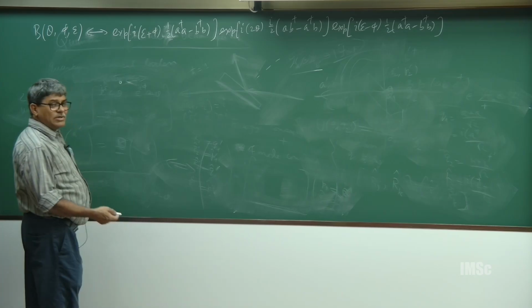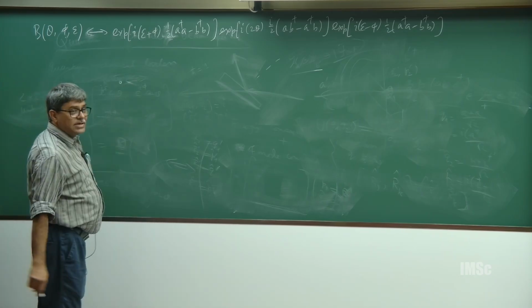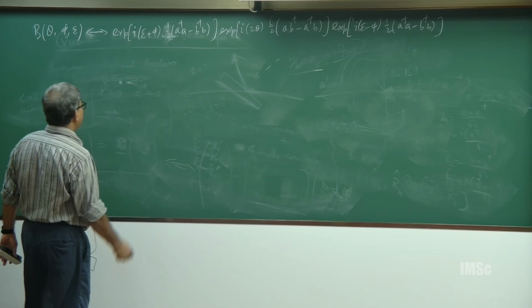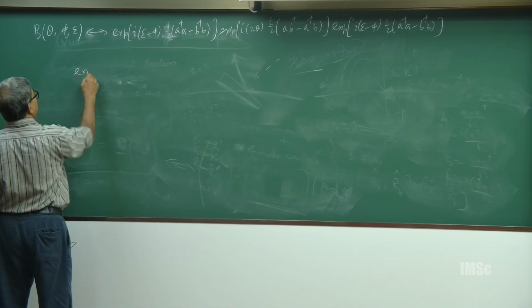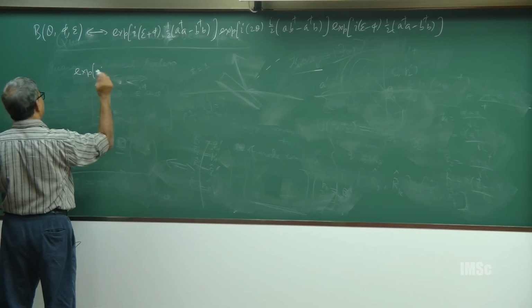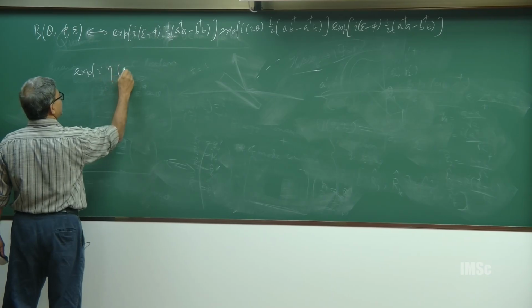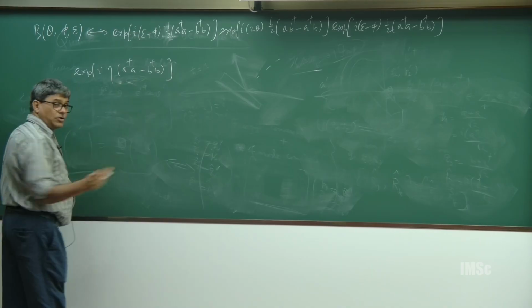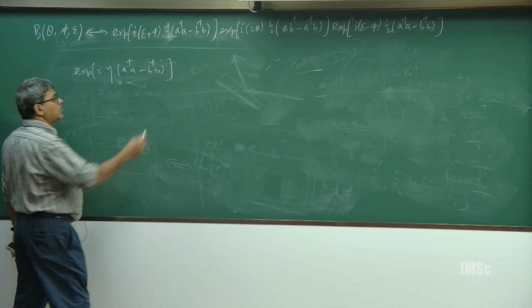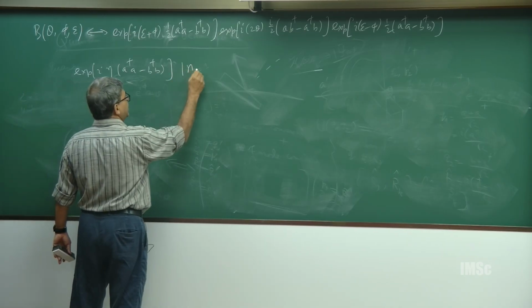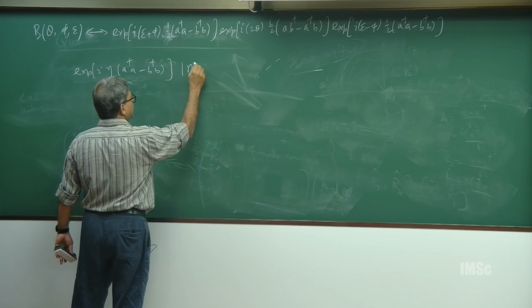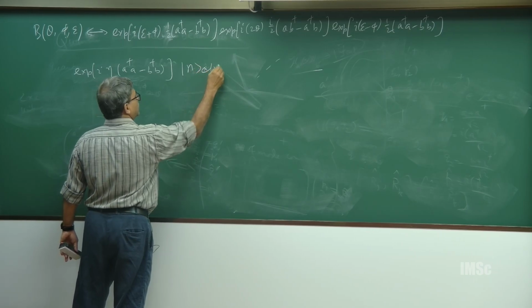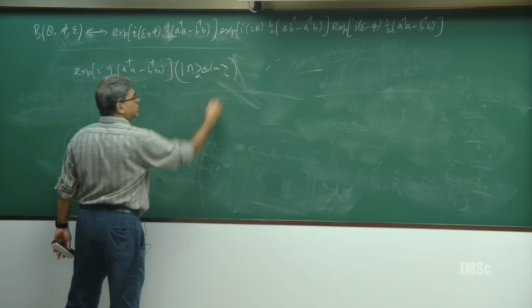So what is this? If I act, for example, with this operator, exponential of i eta (a dagger a minus b dagger b), this is acting on both the modes. So let's say this is acting on n and m, on a and b.